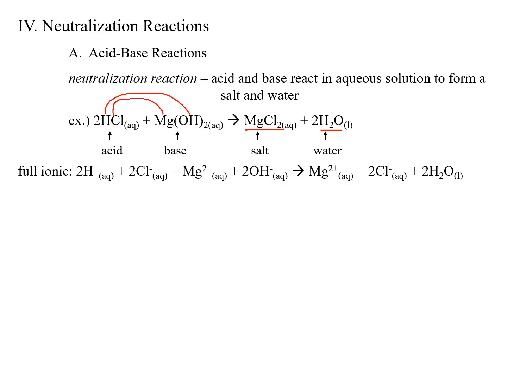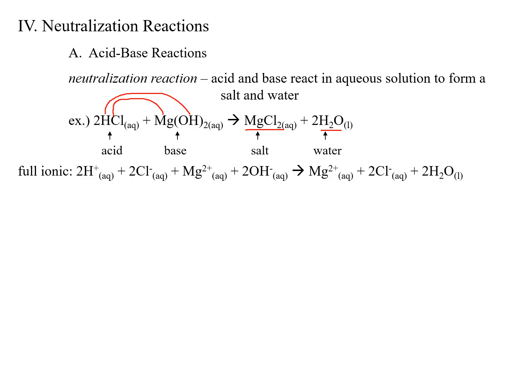So the HCl is the H positives and Cl negatives. The Mg(OH)2 would be the Mg2 positives and the OH negatives. The MgCl2 would be the Mg2 positives and the Cl negatives. And of course, then we have water. Water is just water. It's not ionic, so we don't split it. And so there's the full ionic equation.